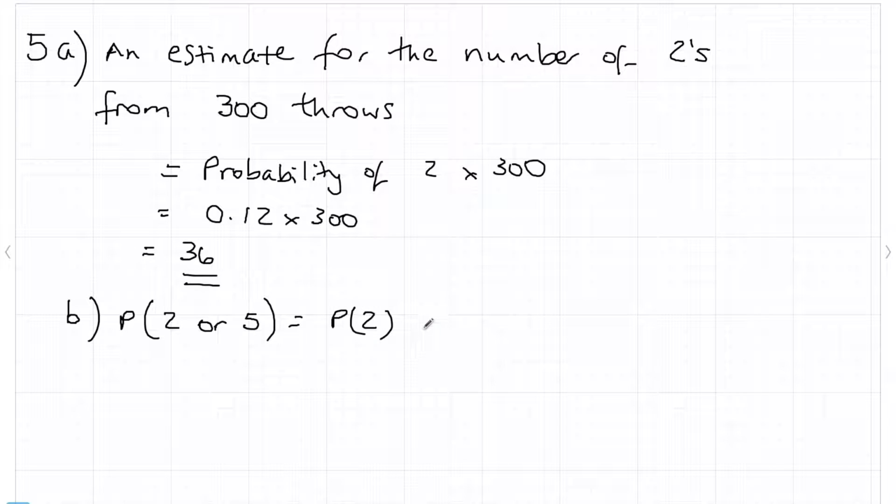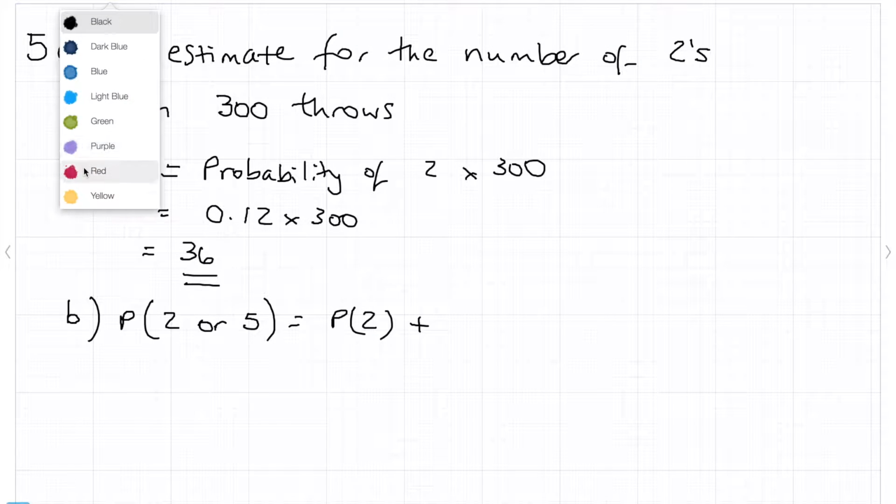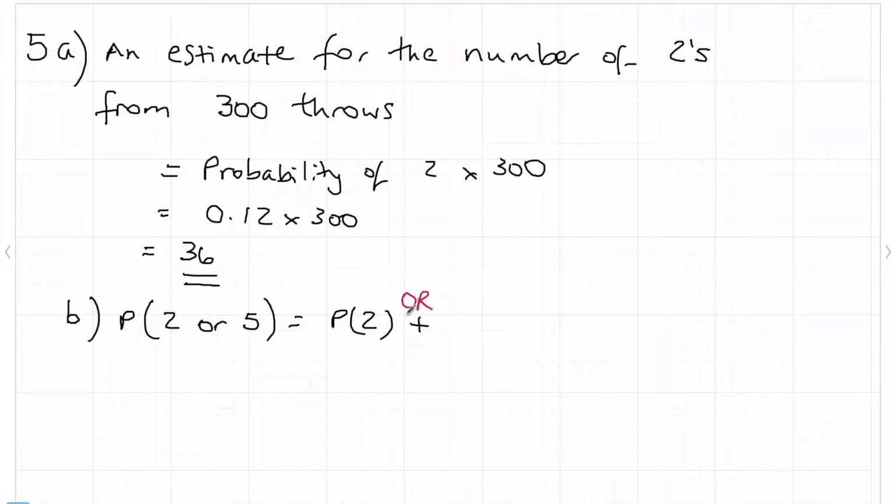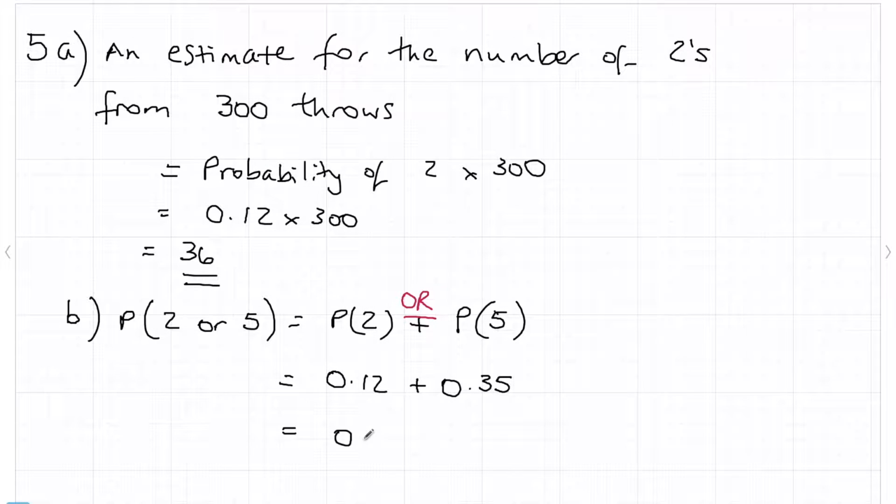Part B, work out the probability that on the next throw it will land on either a 2 or a 5. So that's the probability of 2 plus, because it's or, the probability of 5. The probability of 2 we already had was 0.12, and now we're told the probability of 5 is 0.35. Add those together to get 0.47.